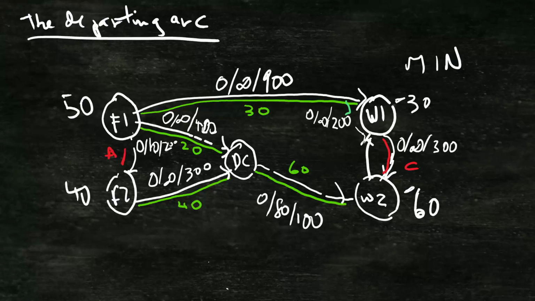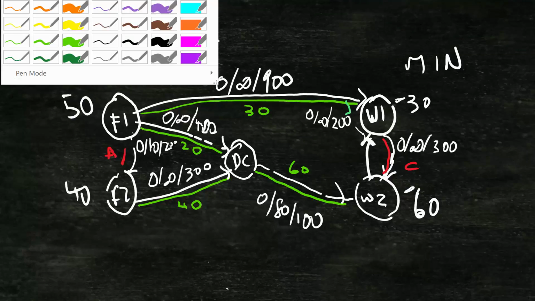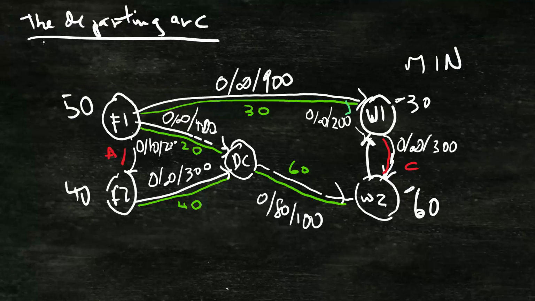We have the arrow here, and then we are going to use the green color here, and we're going to say that this one is going to become basic. Now notice what happens when that becomes basic. Then we have a loop right here, which we have to eliminate.